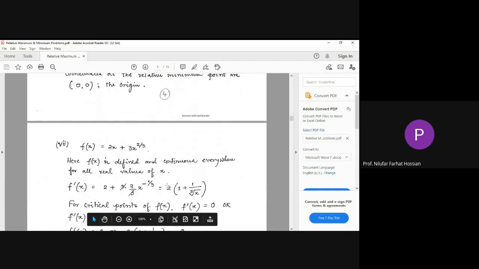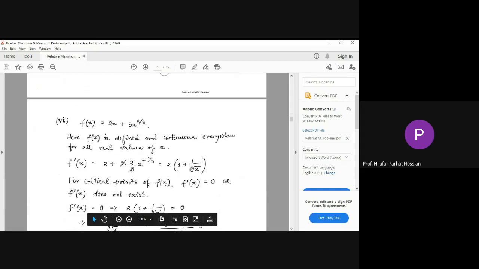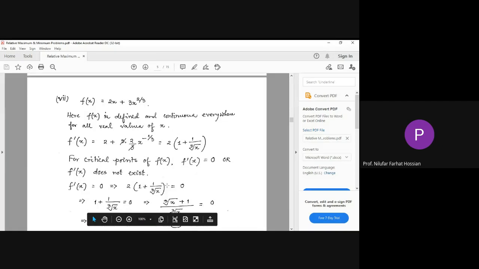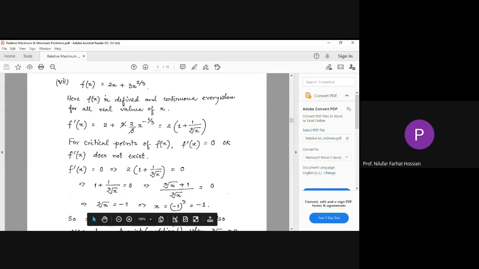But for the first two, x equal to minus 2 by 5 and x equal to 0, you have to find the coordinates. Okay, this is our next function. f(x) equal to (2x + 3) into x to the power 2 by 3. It is not a polynomial function because the power is a fraction. It cannot be a polynomial function, but this function is defined everywhere because you will get a finite value for every real finite value of x. So this function is defined everywhere.